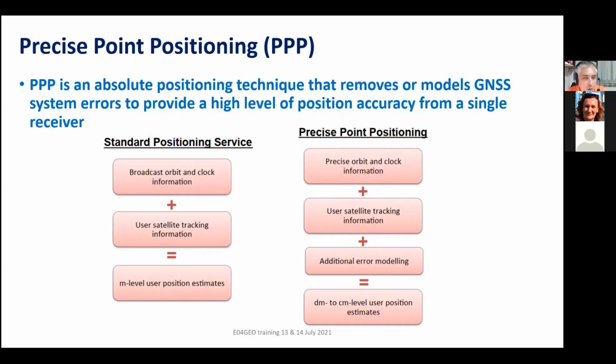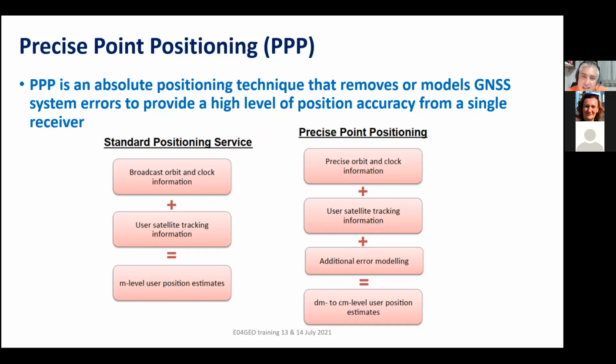So what do we have in the standard positioning service? There is broadcast orbit and clock information, in addition to the user satellite tracking information provided by our receiver. Together, we normally get meter level user position estimates. But for the assessment of earthquake effects, this is not enough. We need more precision. And here comes the PPP.